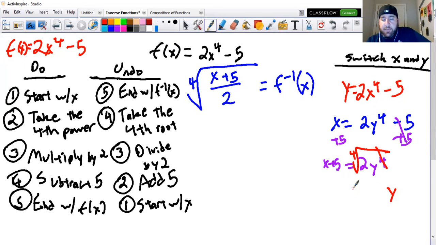You don't write this down, by the way. I'm showing you why this isn't correct. But you still have the fourth root of 2 times y. The y is outside of the radical over here. So that's incorrect. Okay. When you have an exponent, that's usually the last thing that we get rid of.